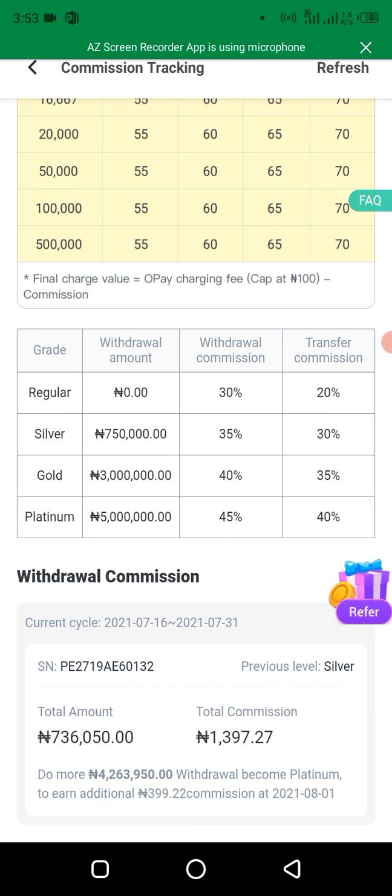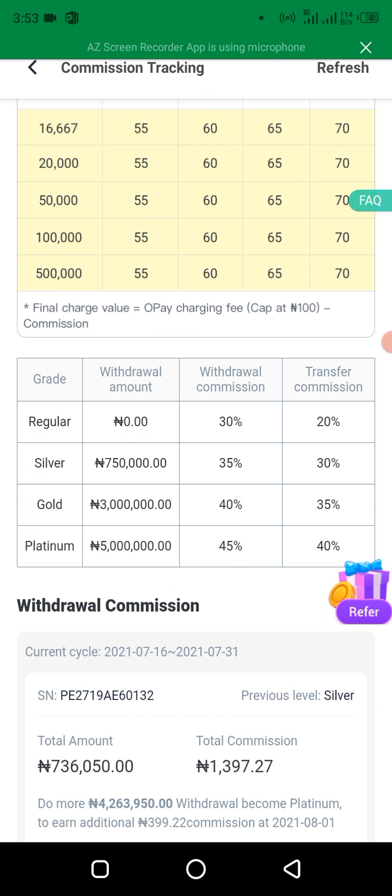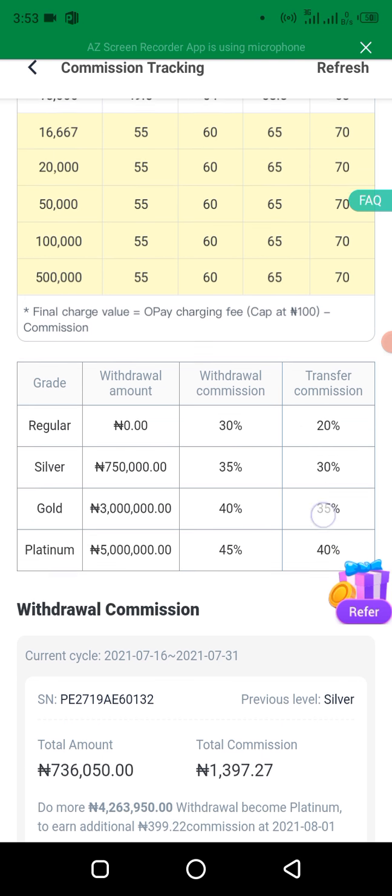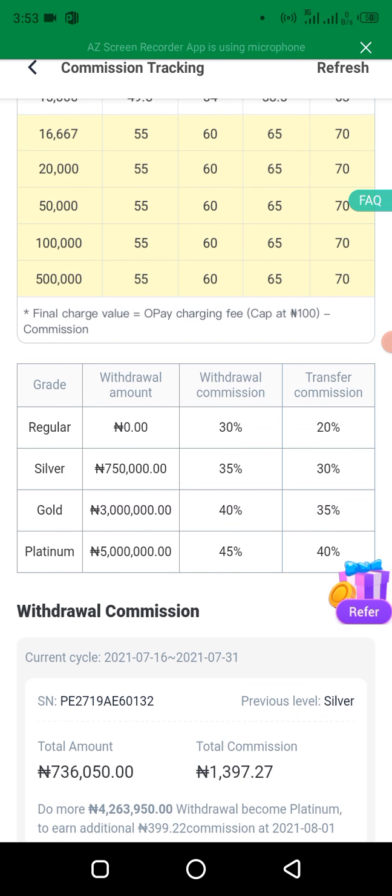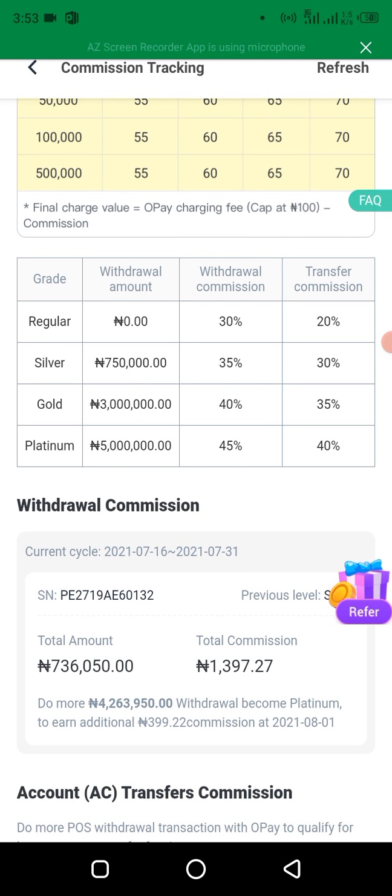That's the 20% of that 10 naira. But if you are a silver merchant, they will return 30% of that 10 naira they charge you. For a gold merchant, they will return 35% of that 10 naira they charge you. That's 3.5 naira, I think. Then for platinum merchants, they will return 40%. That's about 4 naira of the 10 naira they charge you. So that's basically how to calculate it.